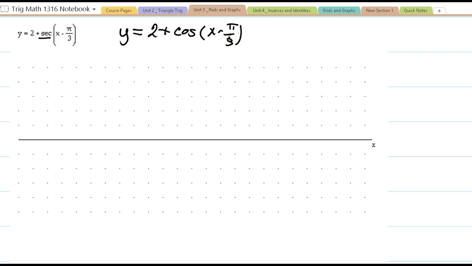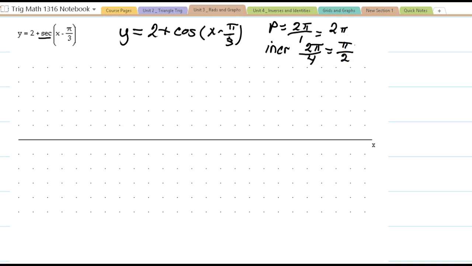And again, we're going to start off with the same information, which is our period. Remember, period for cosine is going to be 2 pi over our frequency, whatever's in front of our x, and we can see that's a 1. So our period is 2 pi. To get our increments, we're going to get our period, which is 2 pi, and divide that by 4. And that's going to give me pi over 2.